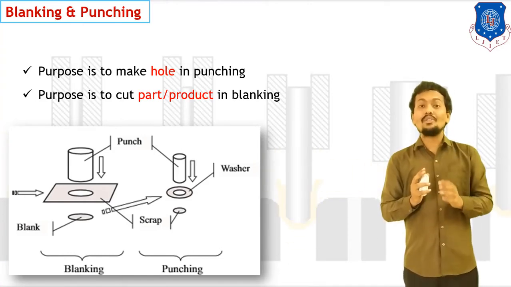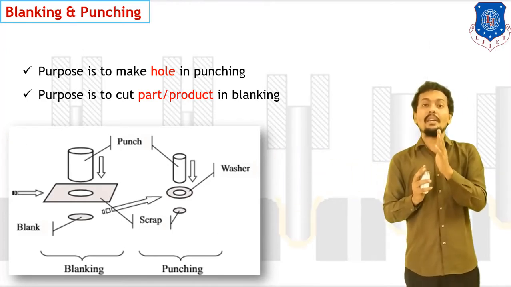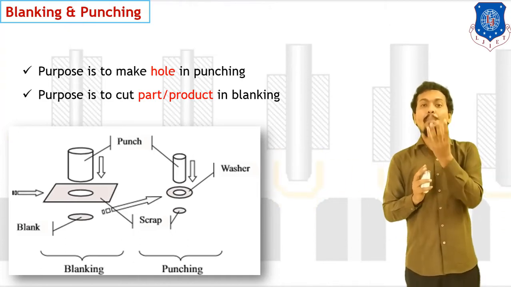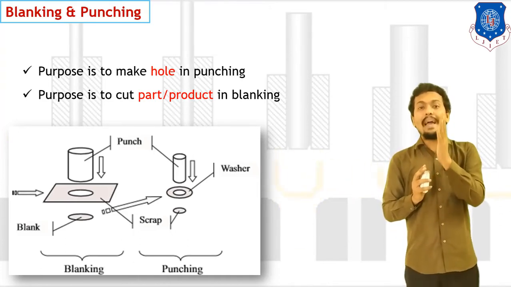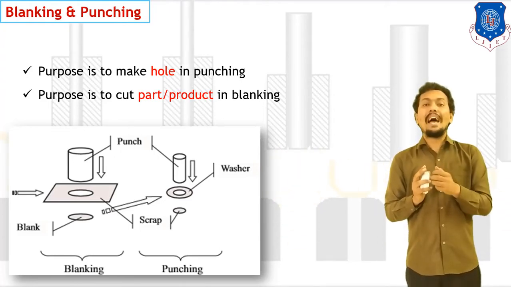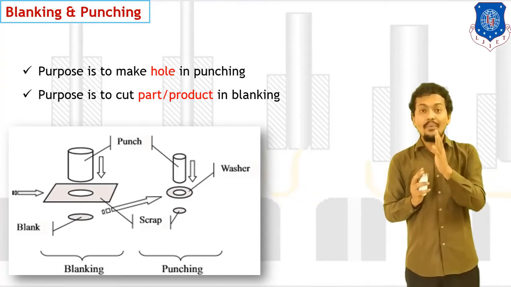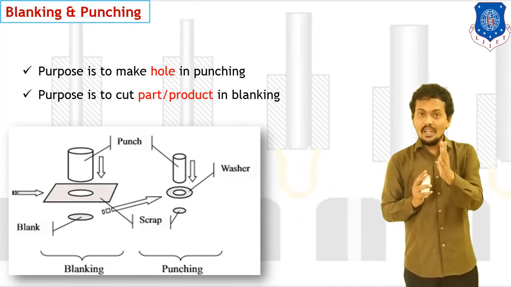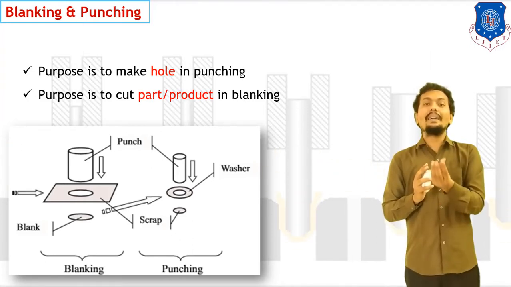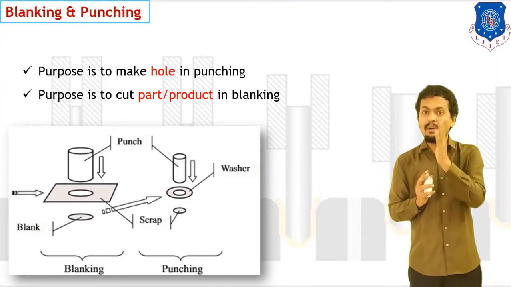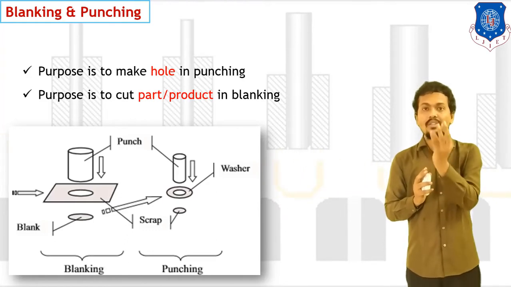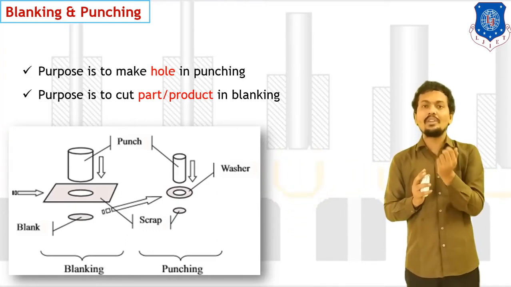What do you mean by blanking? In blanking, your purpose is to make a part having a circular or particular shape. Blanking and punching are very similar operations, with only a single difference: our purpose. In punching, your purpose is to make the hole, so the cut part is useless, it is scrap. While in blanking, your purpose is to cut a circular shape or a particular shape.